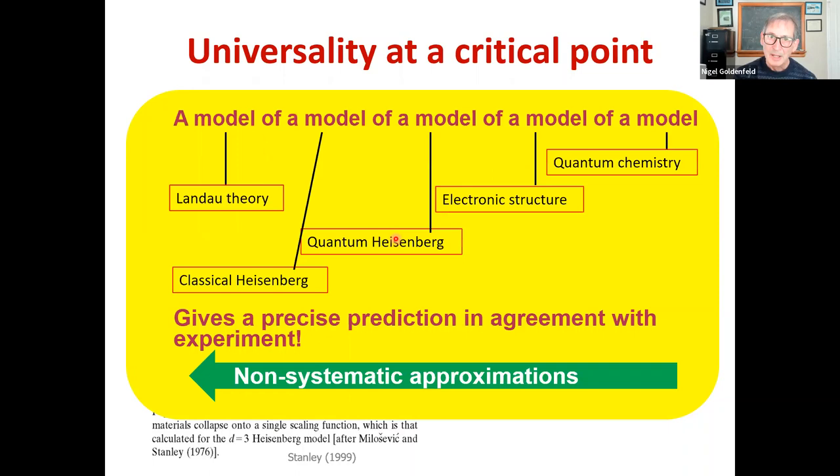But in fact, it's a model of a model of a model of a model of a model, because the Heisenberg model was really derived from quantum chemistry and then electronic structure, then quantum Heisenberg, classical Heisenberg, Landau theory. All of these were non-systematic approximations, a sequence of minimal models whose derivation could not be justified a priori, but is justified post hoc by the idea of relevant operators in the renormalization group and so on and so forth. And I'm sure most of you are very familiar with that story.